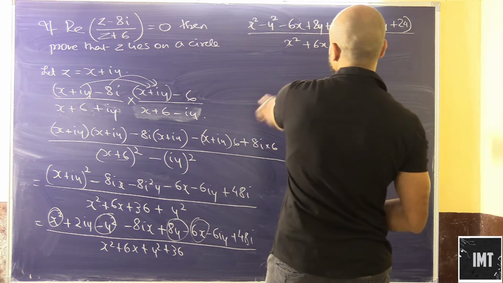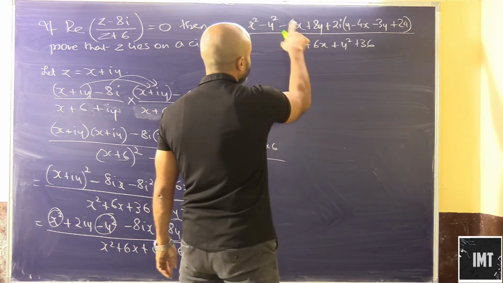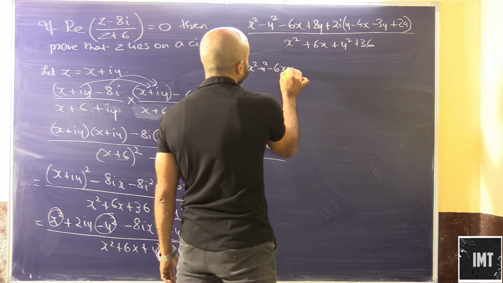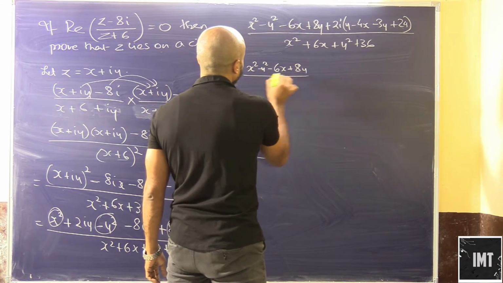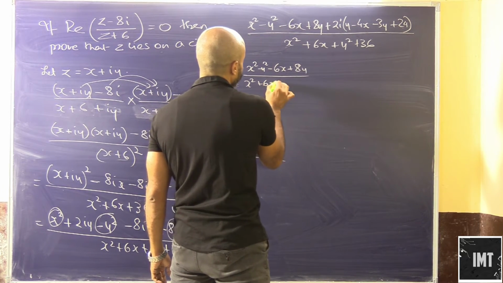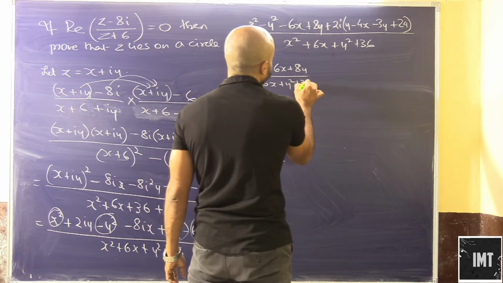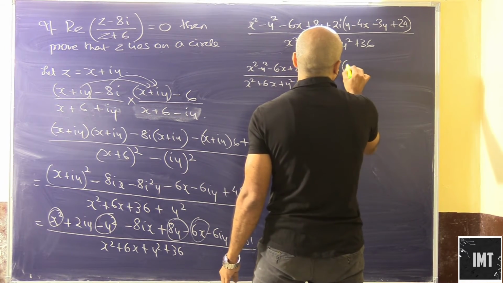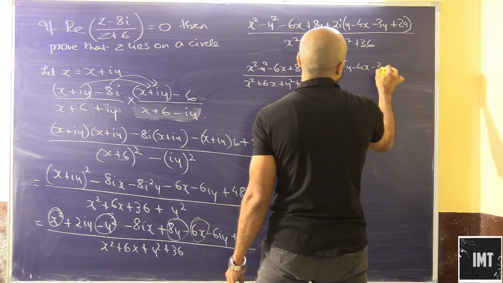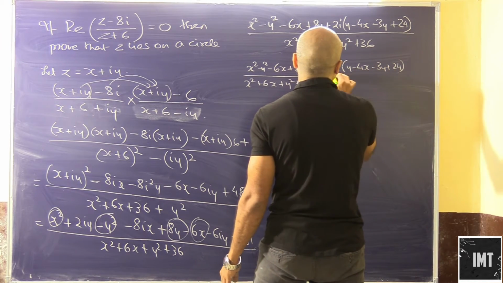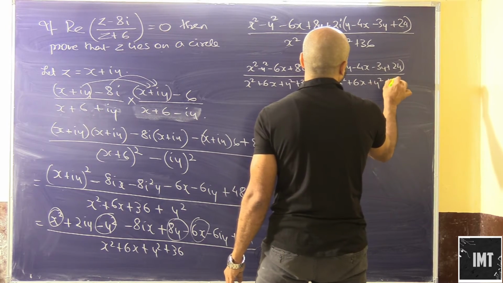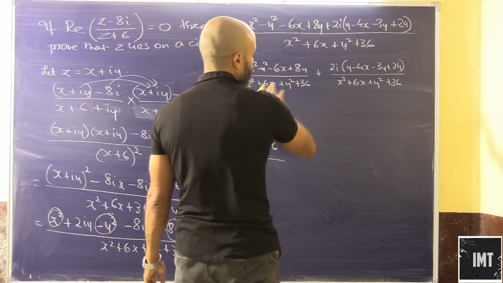Okay, now the real part of this one is 0. So if we segregate this, the real part will be x square minus y square minus 6x plus 8y upon x square plus 6x plus y square plus 36, plus here we have 2i into y minus 4x minus 3y plus 24 by x square plus 6x plus y square plus 36. Okay, so this is the resultant.